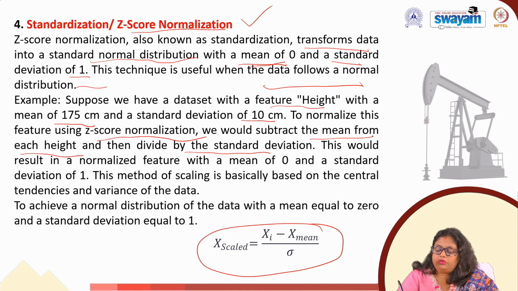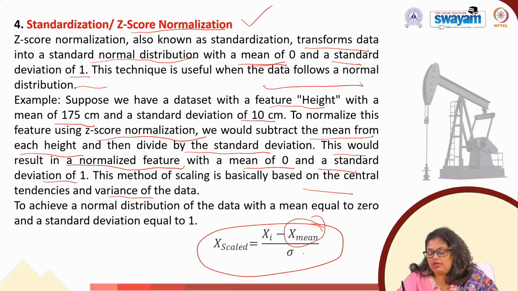When we do this, it results in a normalized feature with a mean of 0 and a standard deviation of 1. So this method of scaling is based on the central tendency and variance of the data. Central tendency here is the mean, and variance is your standard deviation.